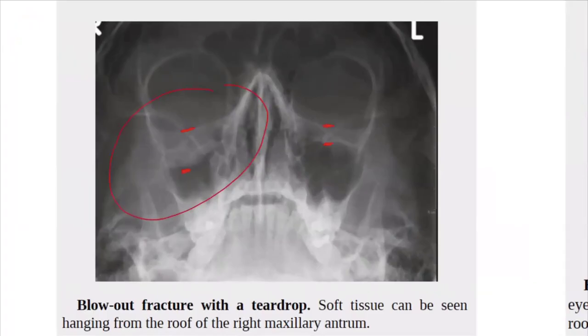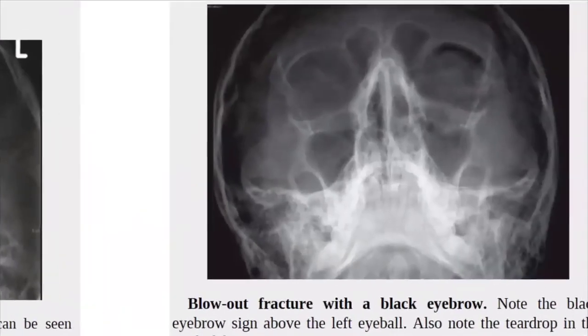The thickness has increased because the soft tissue has herniated into the maxillary sinus. This is known as the teardrop sign. The inferior rectus muscle, an extraocular muscle, has herniated into the maxillary sinus, resulting in a teardrop sign.